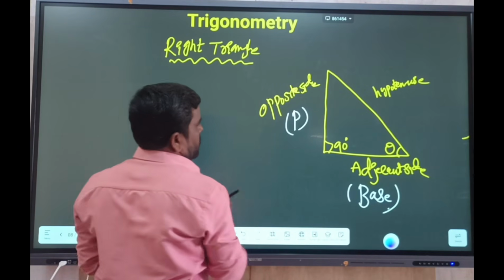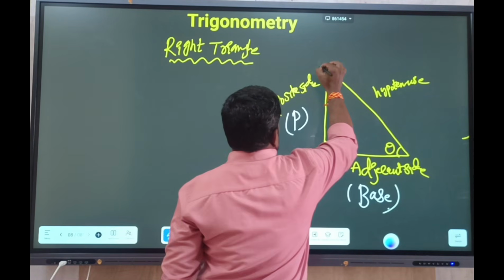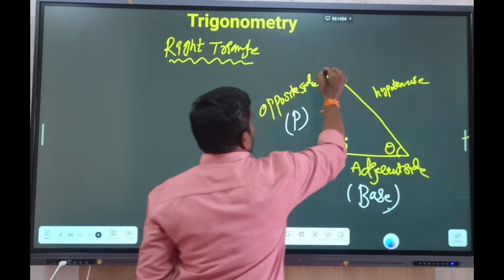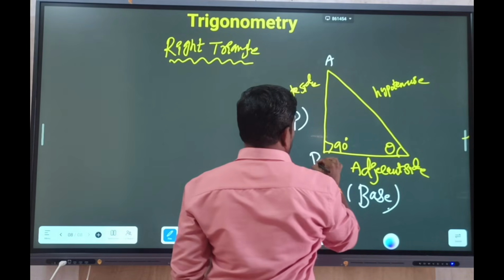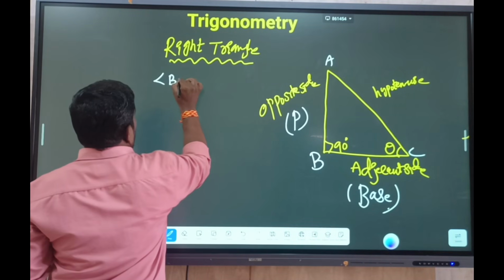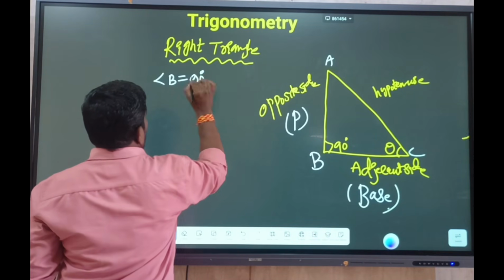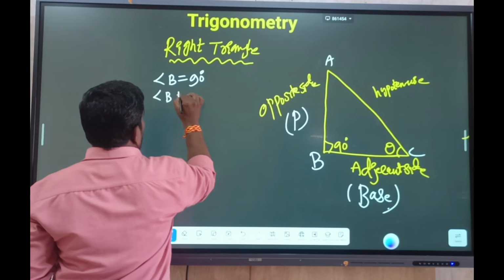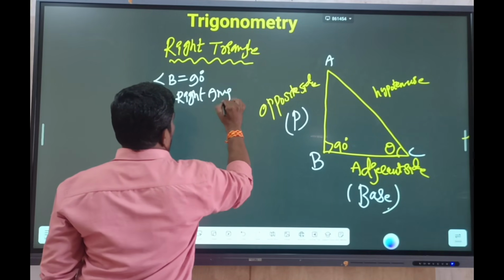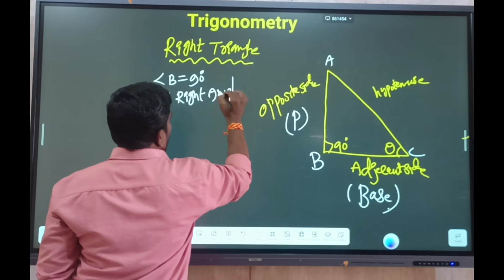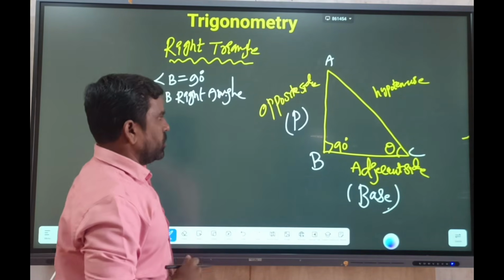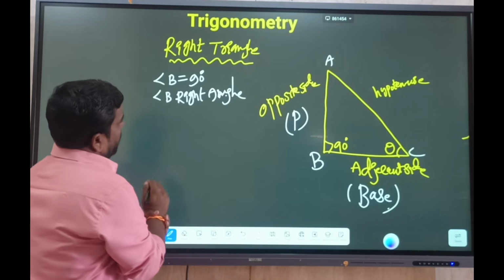Now I am taking names here. For example, this is A, this is B, and this is C. So angle B is equal to how many degrees? 90 degrees. So angle B is nothing but the right angle.